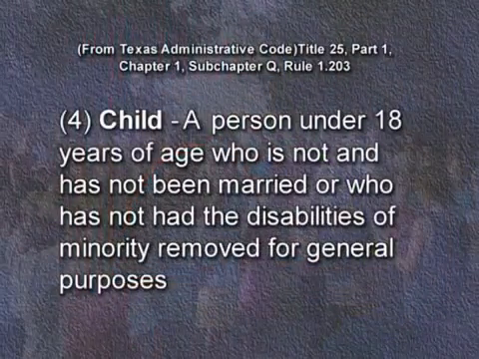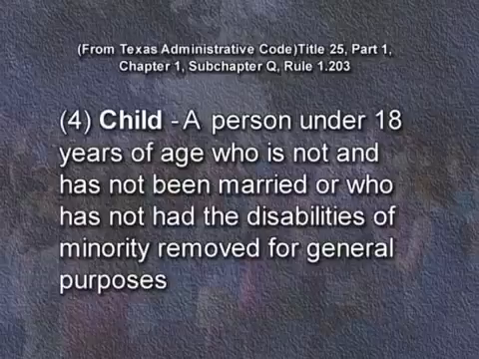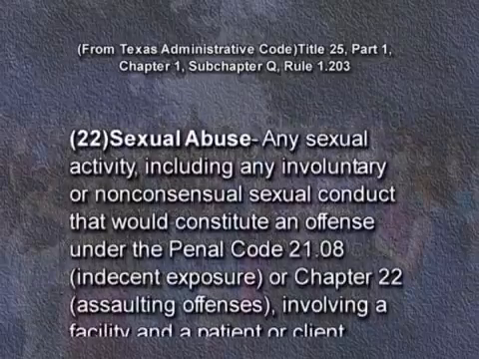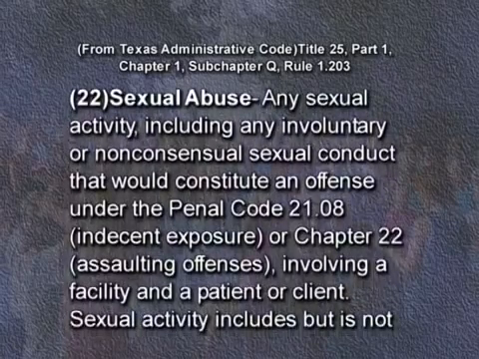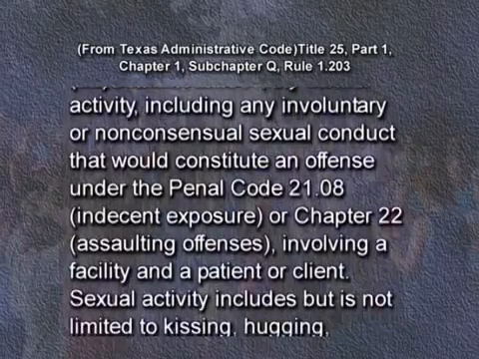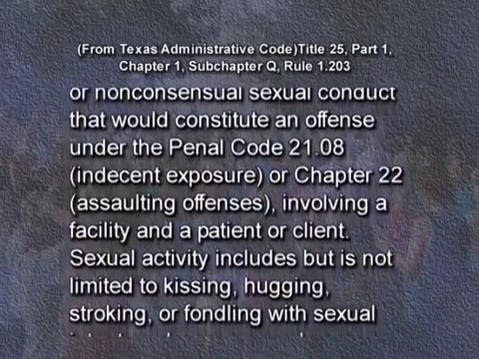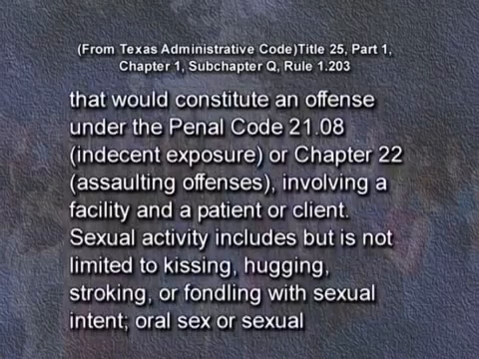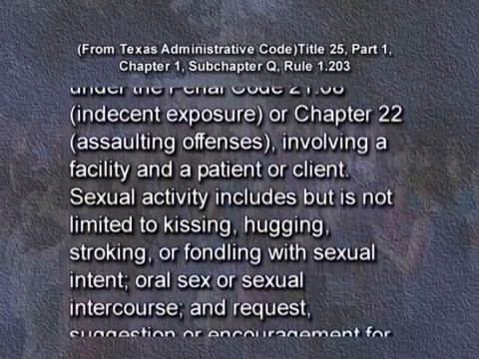From the Texas Administrative Code, child: a person under 18 years of age who is not and has not been married or who has not had the disabilities of minority removed for general purposes. Sexual abuse: any sexual activity, including any involuntary or non-consensual sexual conduct that would constitute an offense under the Penal Code 21.08 or Chapter 22, involving a facility and a patient or client.